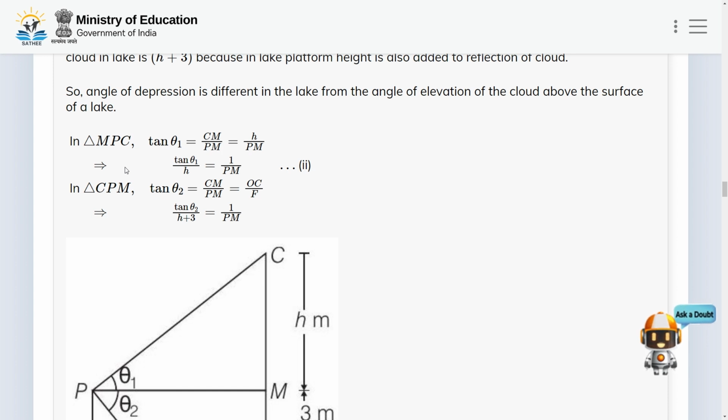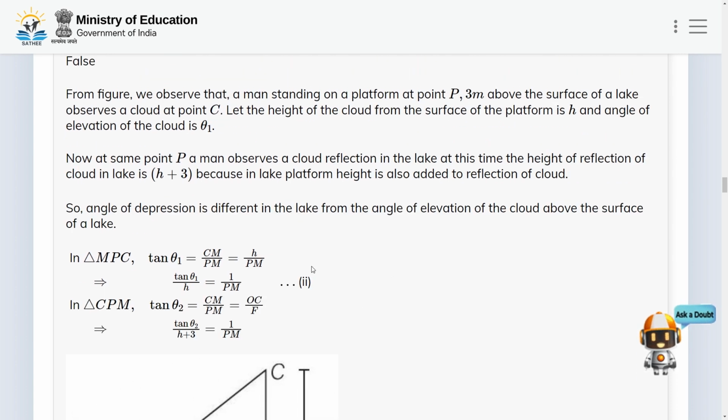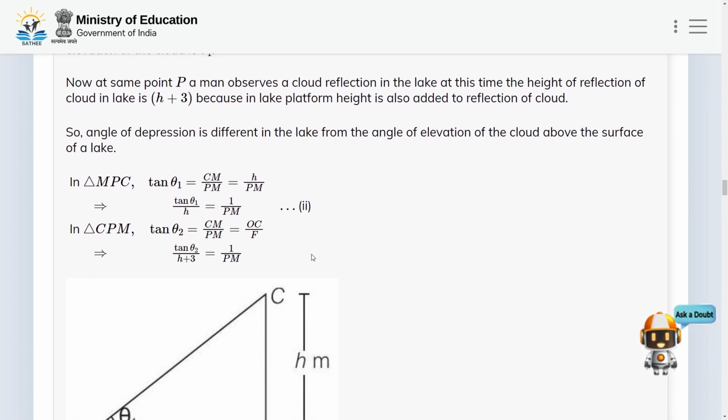Okay, so tan theta 1 is equal to CM by PM. Here CM is equal to h meters, so tan theta 1 is equal to h by PM, and it implies tan theta 1 by h is equal to 1 by PM. I am naming this equation number 2.